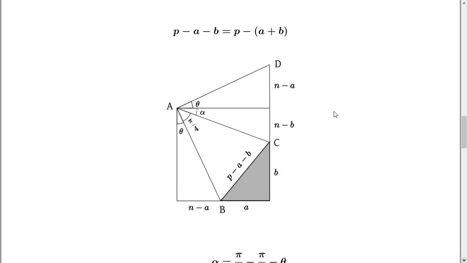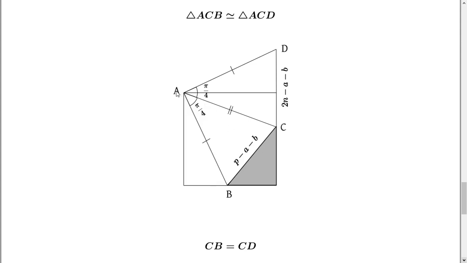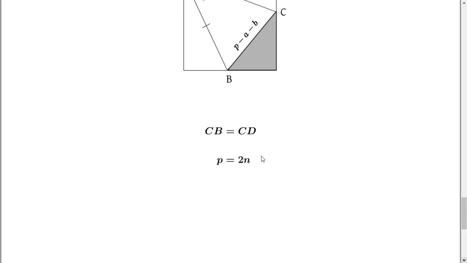Now the answer is right in front of our eyes, right? We see that the triangles ACB and ACD are congruent. Why? Because AD is equal to AB. These both are the same triangles. AC is a common side, and the angle in between is pi by 4 in both the triangles. And so these two triangles are the same, which gives us BC equals CD. Therefore, 2n minus a minus b equals p minus a minus b, which gives us p equals 2n, which is the answer we want.